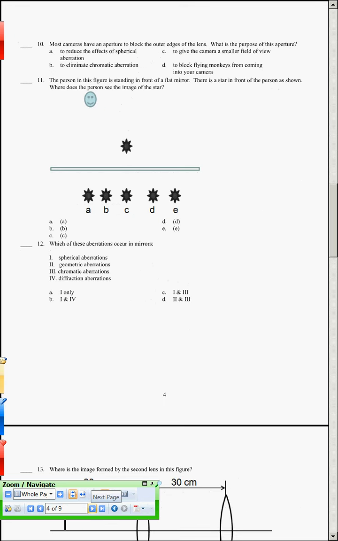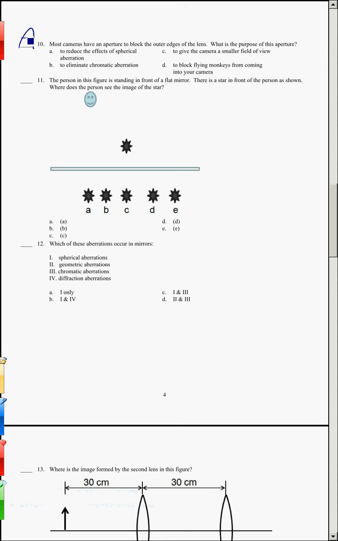Alright, most cameras have an aperture to block the outer edges of the lens. What is the purpose of this aperture? It's to reduce the effects of spherical aberration. So number 10 is A.